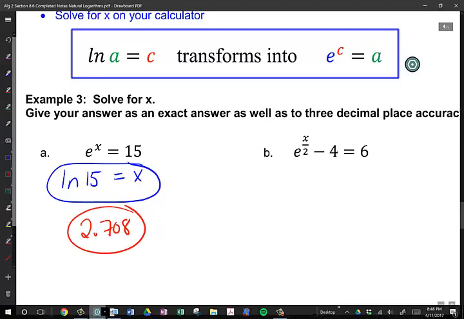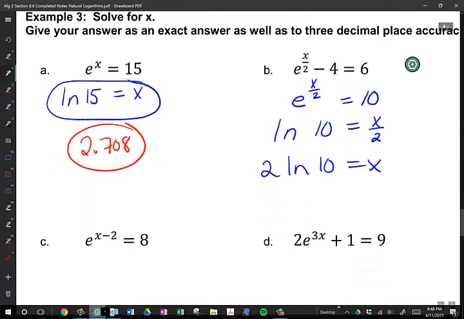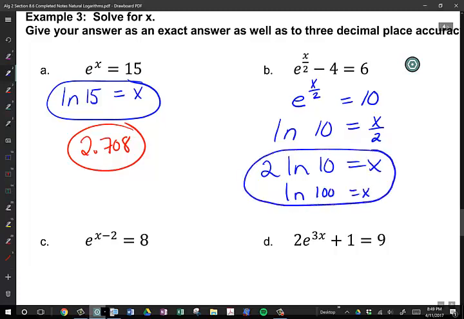Let's look at our second one. We have e to the x over 2. Obviously, you're going to move that over and have that equaling 10. So now you're going to take the natural log of 10 equals x over 2, and that means you have 2 times the natural log of 10 equals x. You could leave that as your answer, or you could say that the natural log of 100 equals x. Both of those would be considered correct solutions.